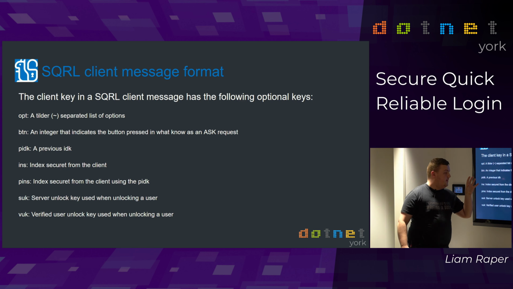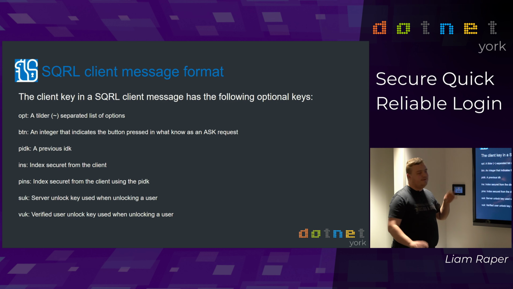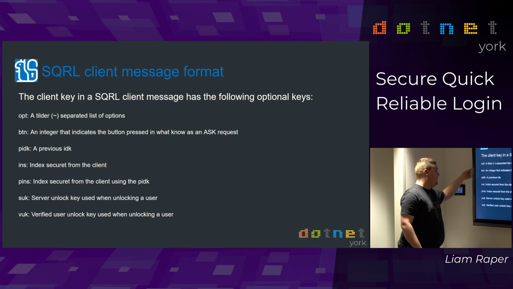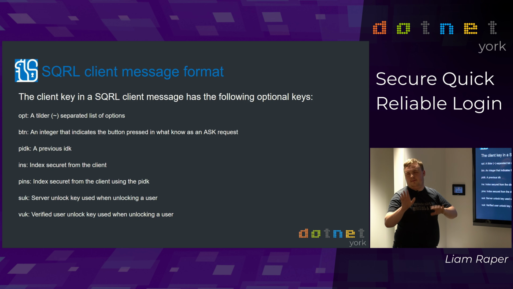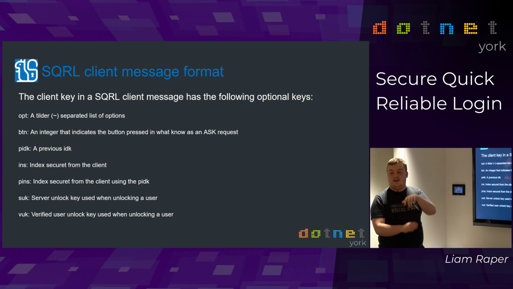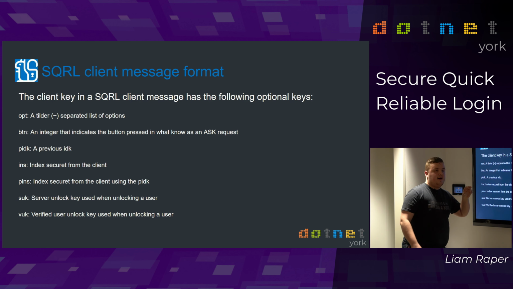In the Squirrel client section, you can also have these optional keys, and I won't focus on these too much. There's option, which is OPT, and BTN, which is an option that's used in a particular type of response that the client and the server can do. PIDK, which is the previous identity. So when I was talking about if the ID keys were lost, that could be used there, but PIDK is also used if the user decides to change their password inside the Squirrel client, then their IDK changes.